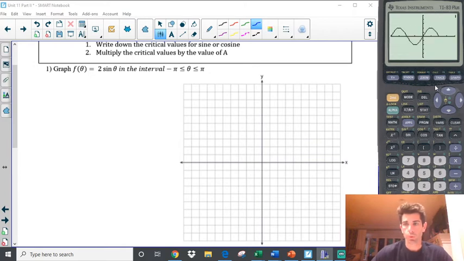When am I ever going to use this in real life? Well, if you're ever like an electrical engineer, you'll use this all the time.